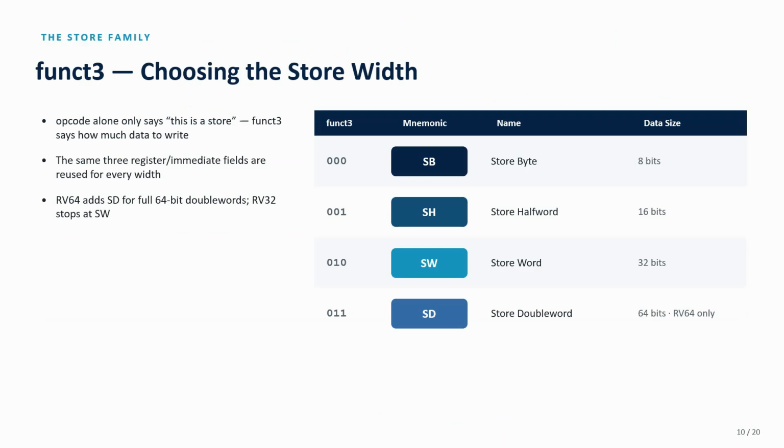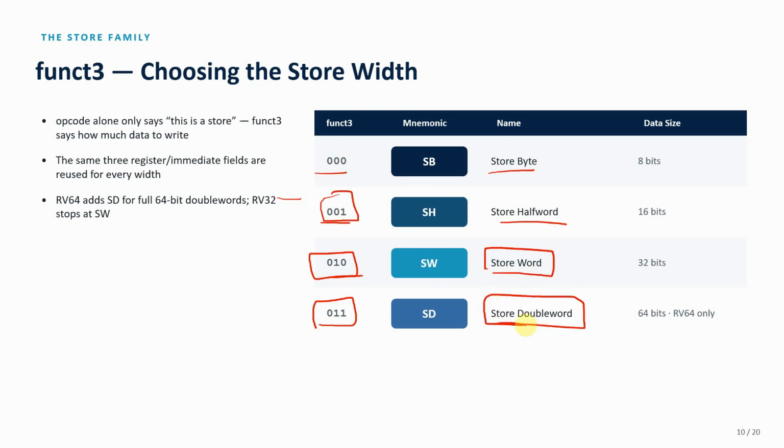Now, what is function 3 going to do? As I said, function 3 decides what kind of store operation it is. If function 3 is equal to 000, it is a store byte operation. If it is equal to 001, it is a store half word instruction. If it is equal to 010, it is a store word instruction. And if it is 011, it is a store double word instruction. So depending upon the function 3 value, I decide what kind of operation it is. Store double word is only used with RV64. RV32 does not have store double word; it stops at store word itself.